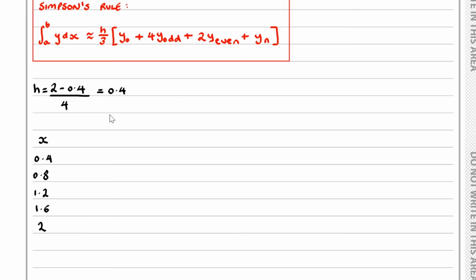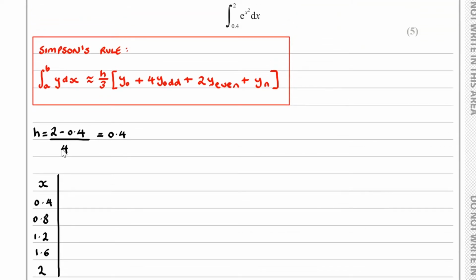Okay, we need to work out the corresponding y values. So when x is equal to 0.4, we have e to the power of 0.4 squared. Here we have e to the power of 0.8 squared. Here we have the value of e to the power of 1.2 squared. Here we have e to the power of 1.6 squared, and finally here we have e to the power of 2 squared. So these are our y values.